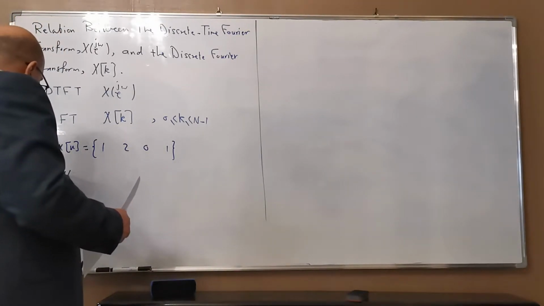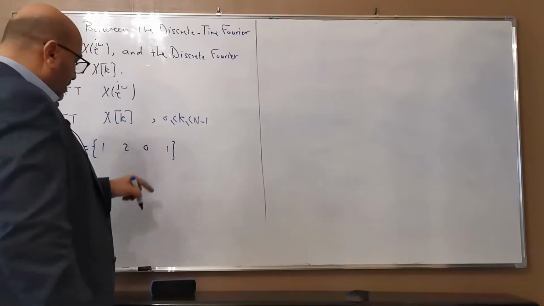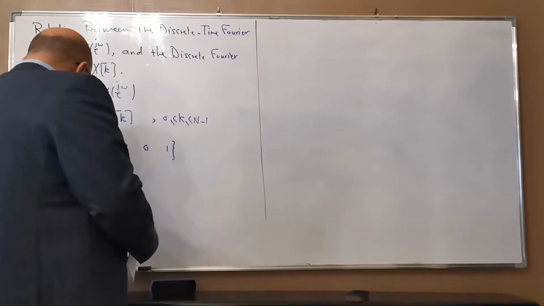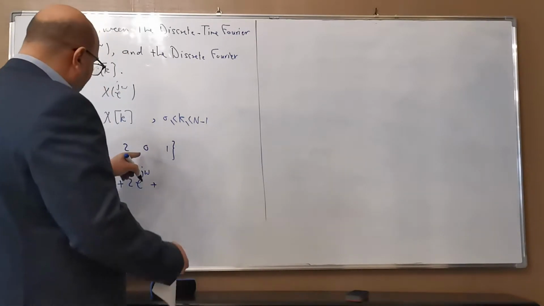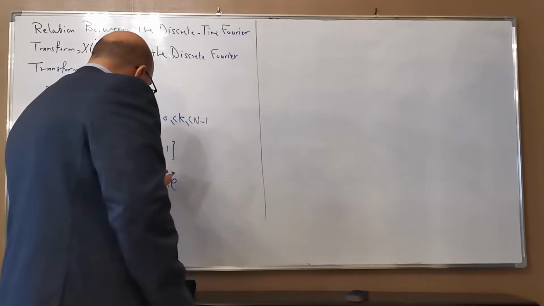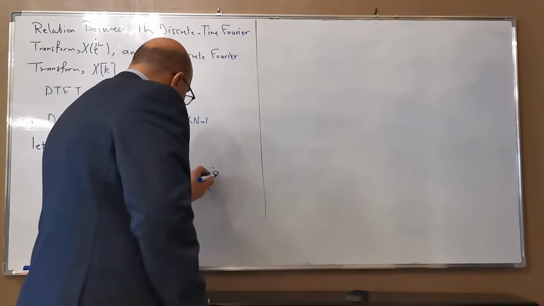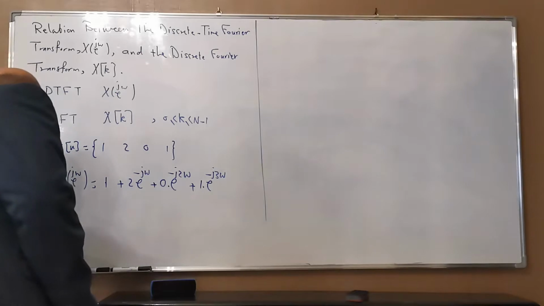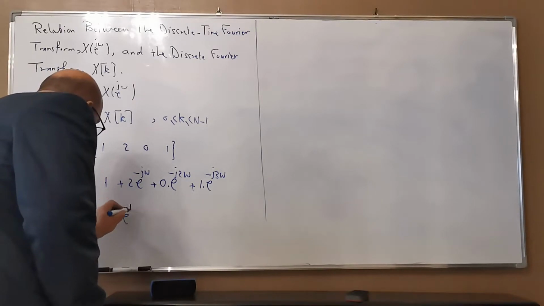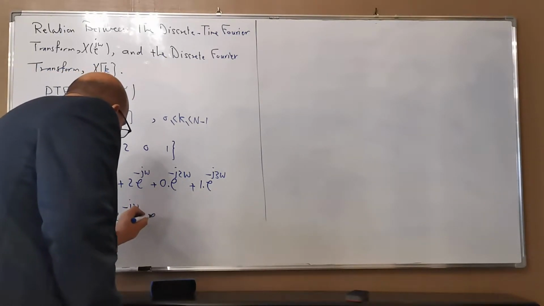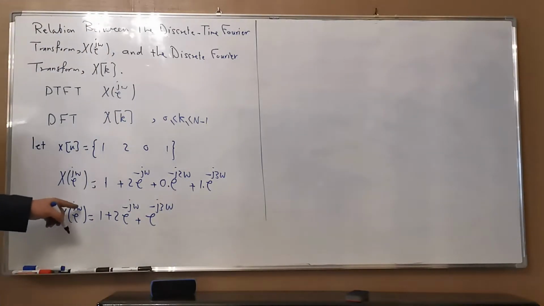So what is X of e^jω of this one? We know that the index is 0, 1, 2, and 3. So X is 1 plus 2 e to the minus jω. The 0 has no value, which is 0 times e to the minus j2ω, plus the last one is 1 times e to the minus j3ω. So X of e^jω equals 1 plus 2 e to the minus jω plus e to the minus j3ω. So this is our X of e^jω.